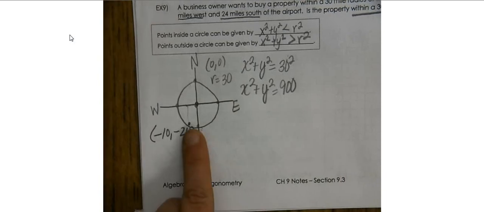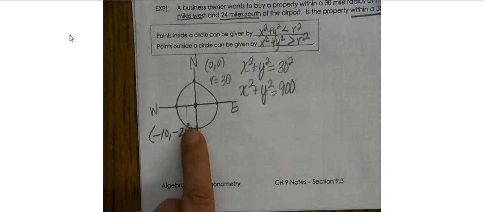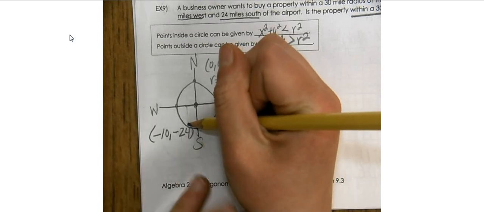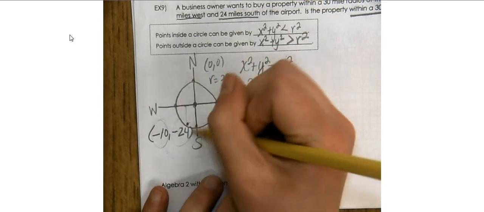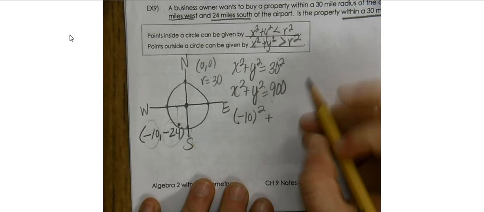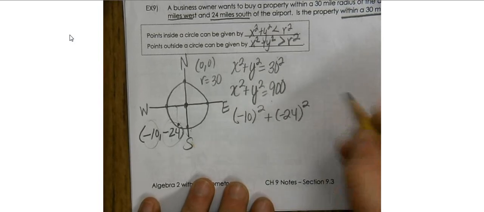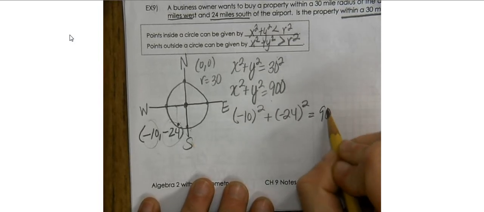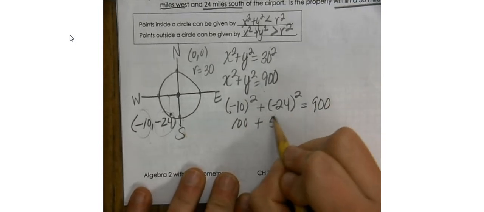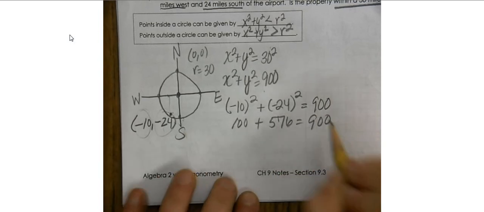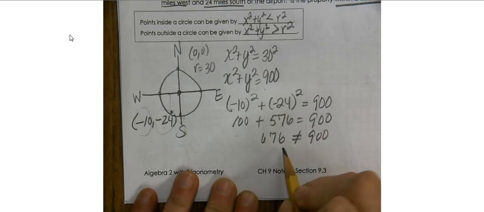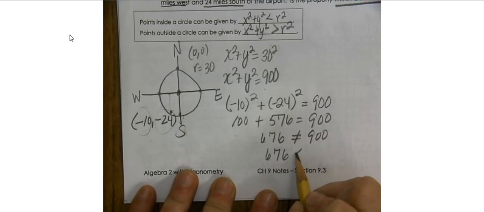We want to know, did we approximate that correctly? Is it indeed going to be inside of the circle, or is it going to be outside? So what we're going to do is substitute these values into our equation. So I'm going to write -10 squared plus -24 squared. I'm going to see how that is related to 900. Maybe it's even on the circle. So that's going to be 100 plus 576. Is that equal to 900? Well, this is 676. And that is certainly not equal to 900. Instead, 676 is less than 900.